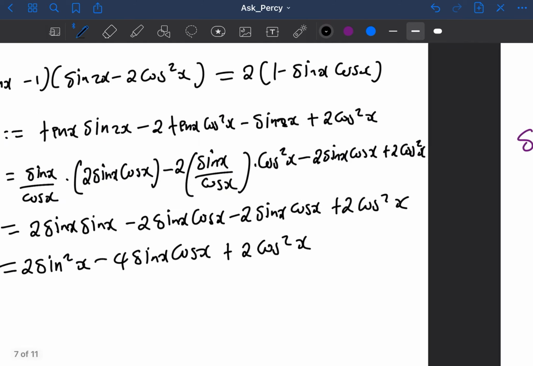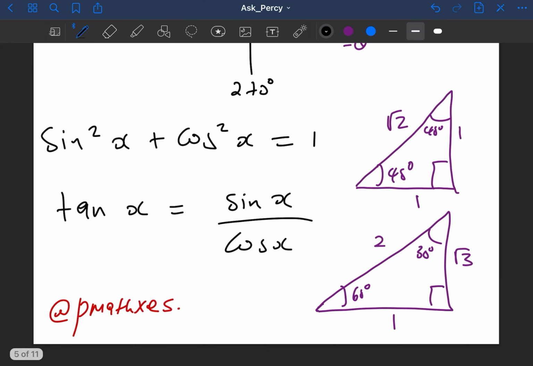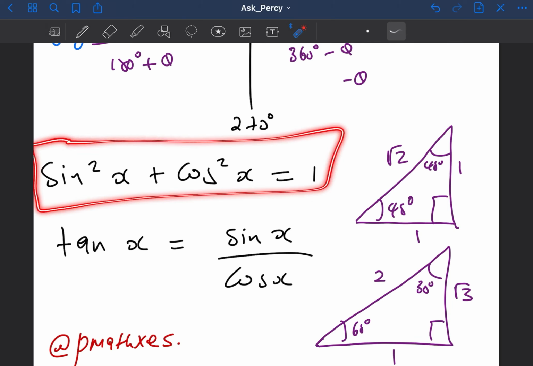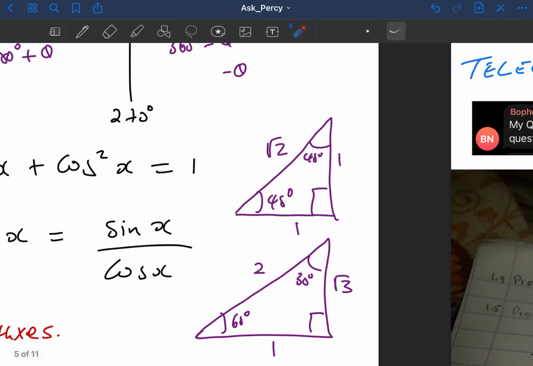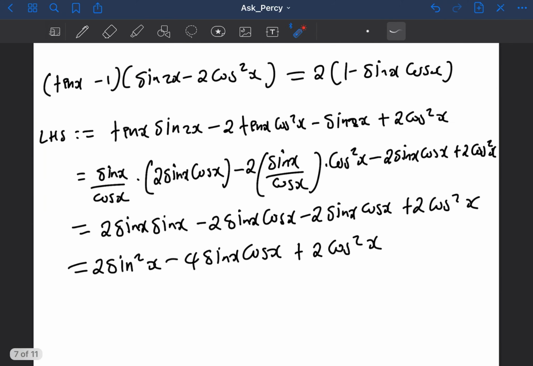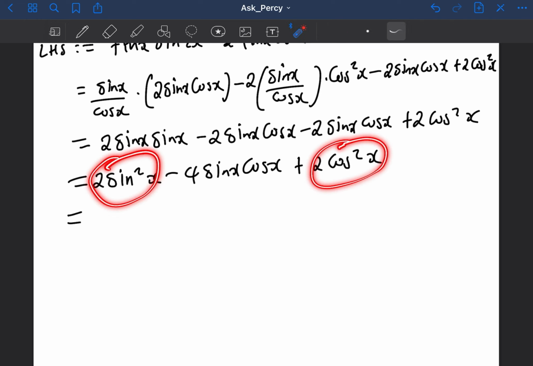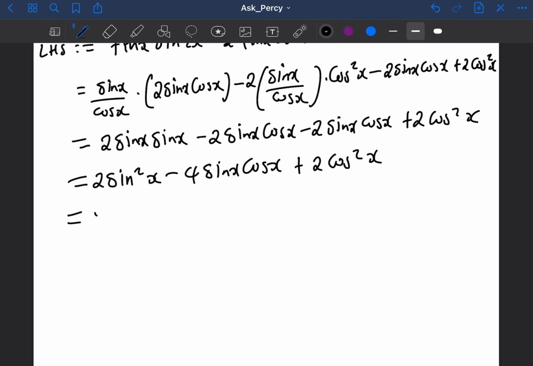Let's come back to our cheat sheet. The cheat sheet says to remember this identity: sine squared x plus cos squared x is equal to 1. So sine squared x plus cos squared x is equal to 1. How do you apply this here? You see that you have 2 sine squared x and 2 cos squared x. Look familiar? So we can just group the like terms for now.